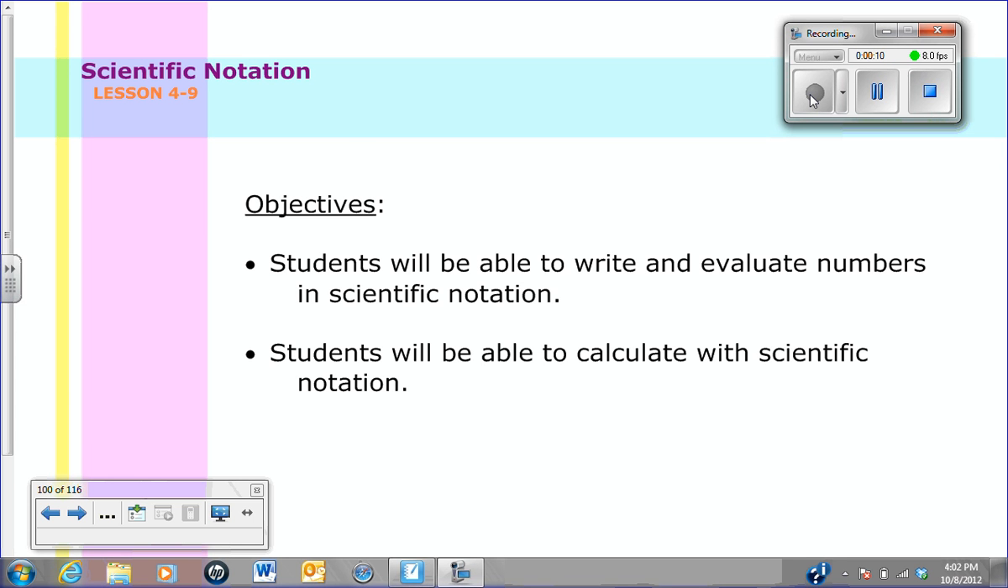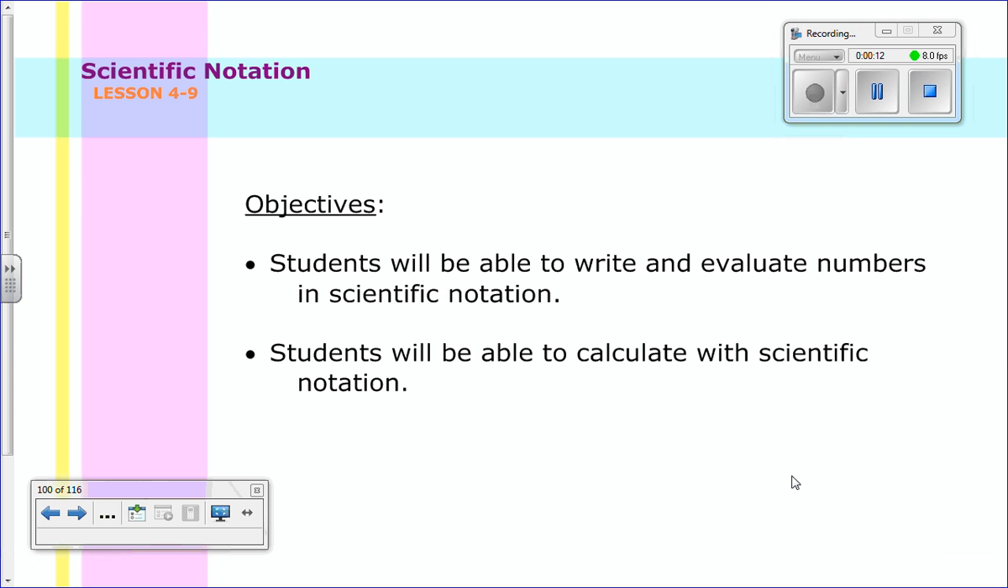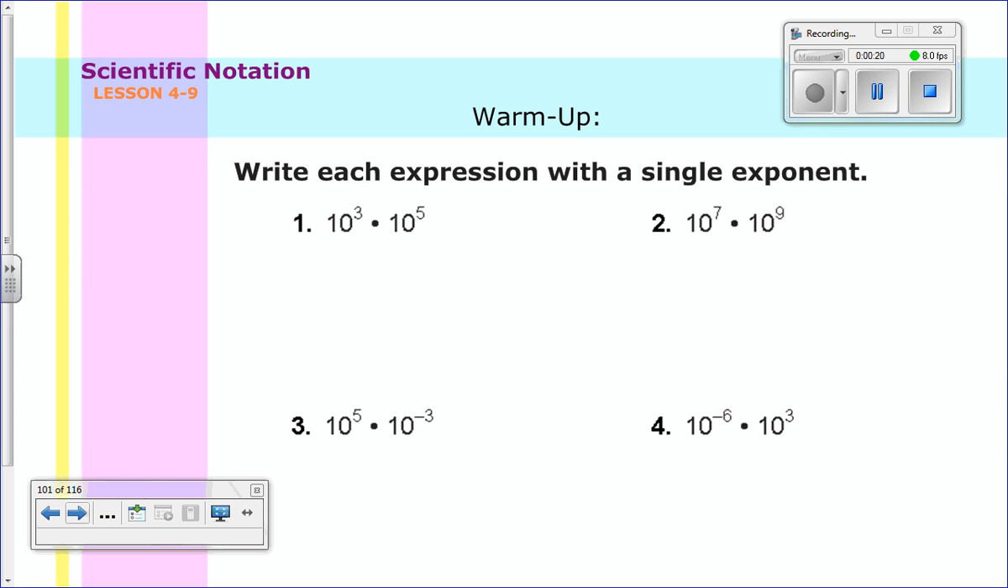In tonight's lesson, we have two objectives. First, you will be able to write and evaluate numbers in scientific notation, and secondly, you will be able to calculate with scientific notation. Now, here as a warm-up, we have a few expressions that we want to write as a single exponent, meaning we don't have to solve it, we just have to write it as an exponent. And all of these are great review, really, for what we've worked on.